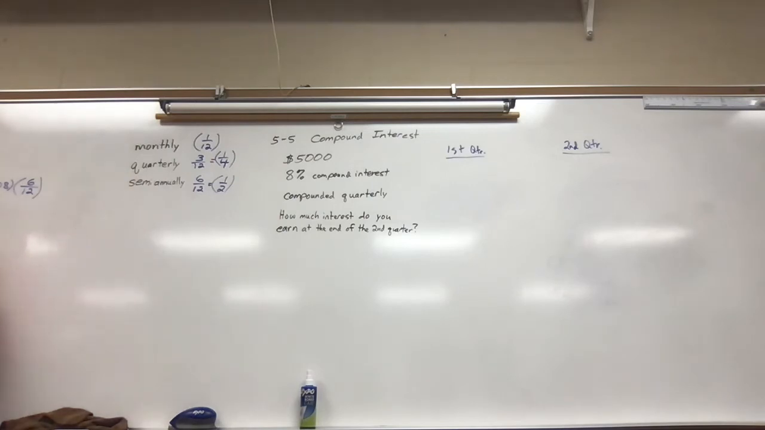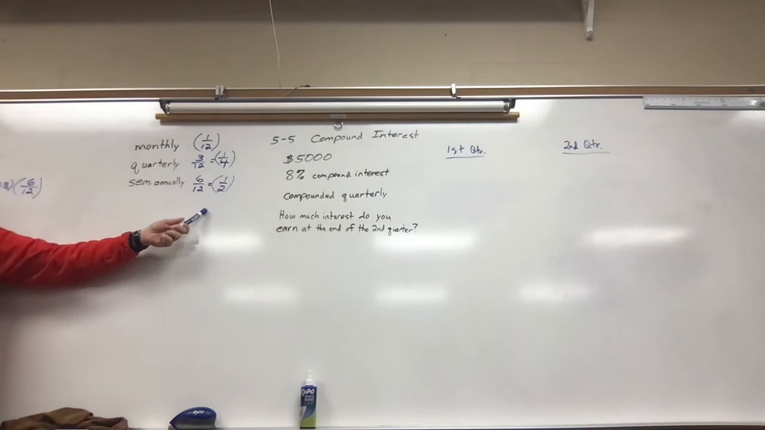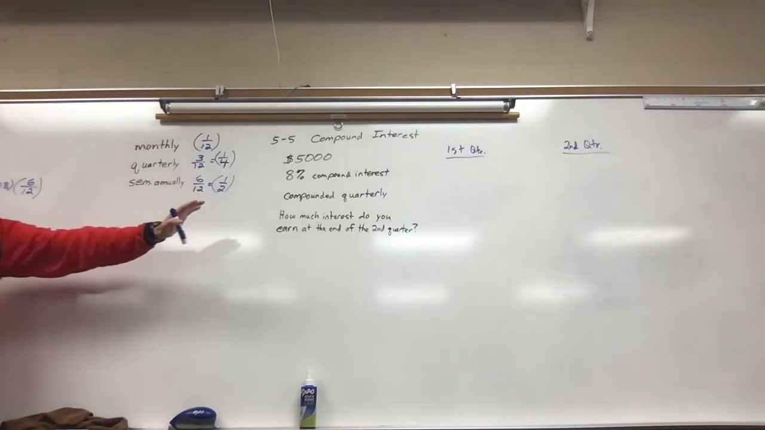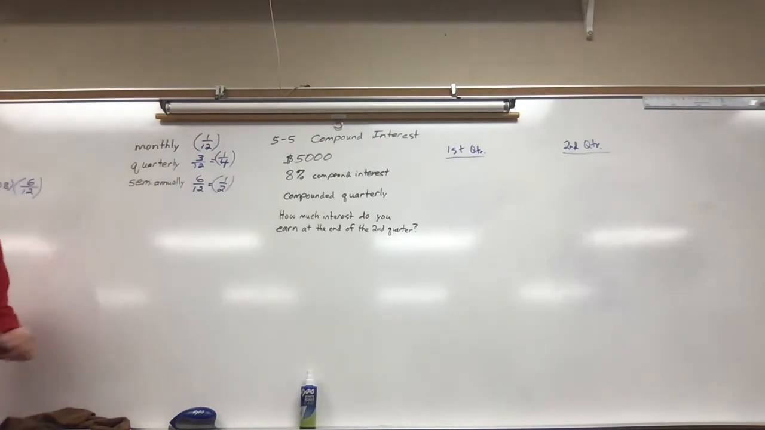Also, they could do daily, which would be 1 out of 365, but that's not very common. So if you do get daily, it's 1 over 365. Now, what we're going to do is the exact same thing we did with simple interest, except with compound interest, you're going to do it more than once.